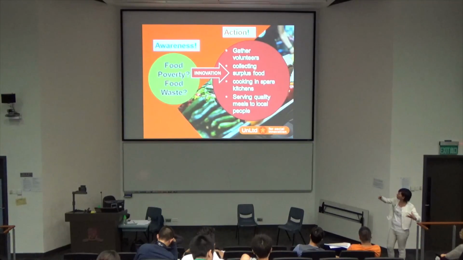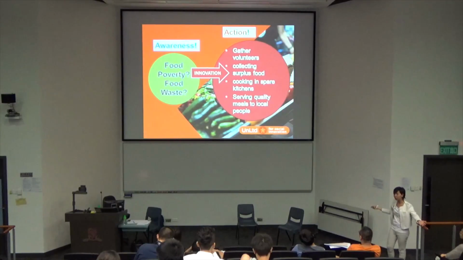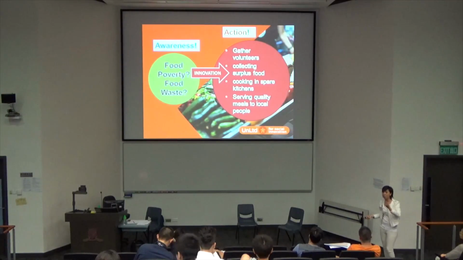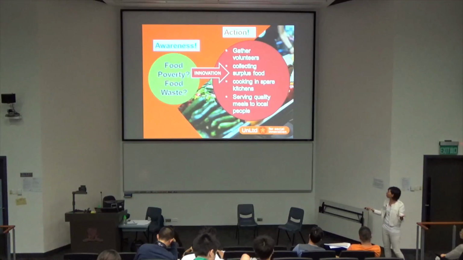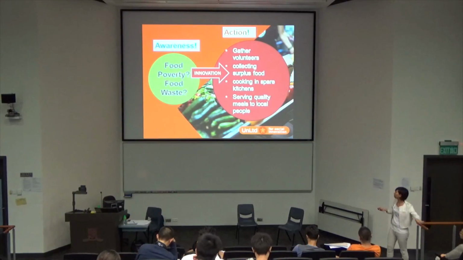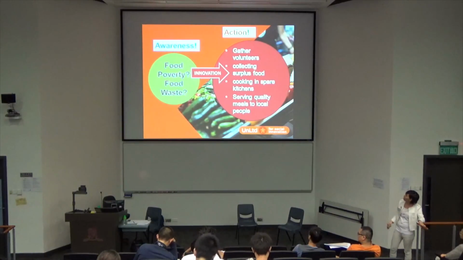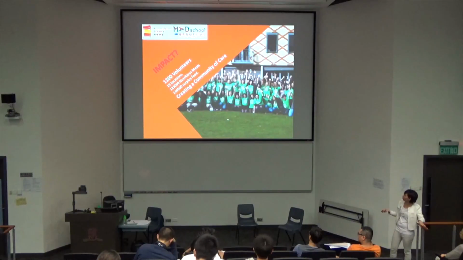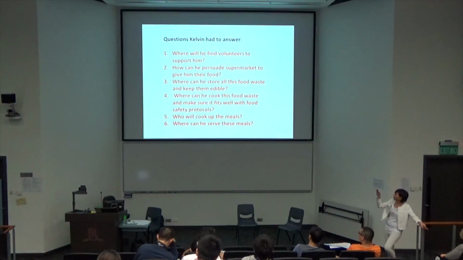After answering those questions, he realized the list of actions he would do would be to gather volunteers, because when he had his idea, he was one person, right? So he needs somebody to support him. He needs to gather volunteers, collect surplus food, and then cook it in spare kitchens and serve the meals. Those are the 4 actions. But in order to achieve these steps of actions, he needs to answer this list of questions.